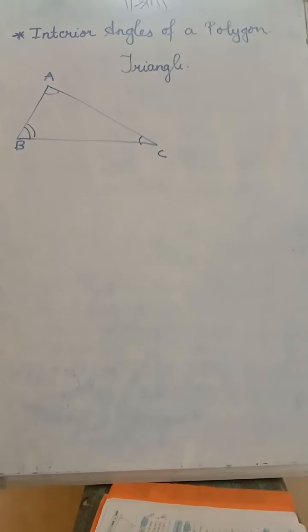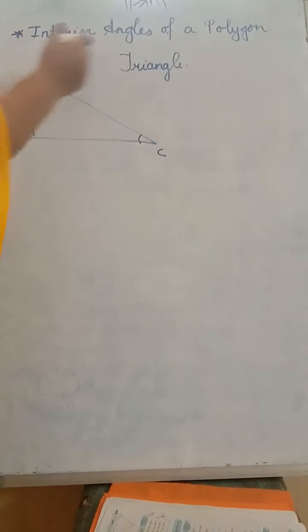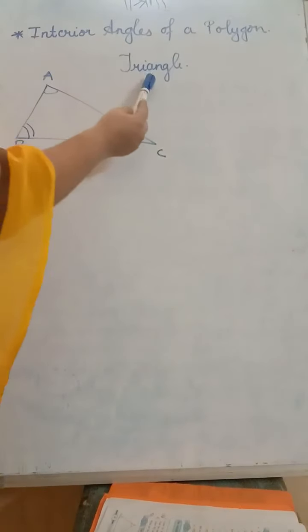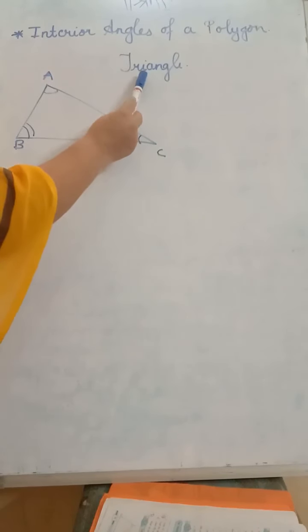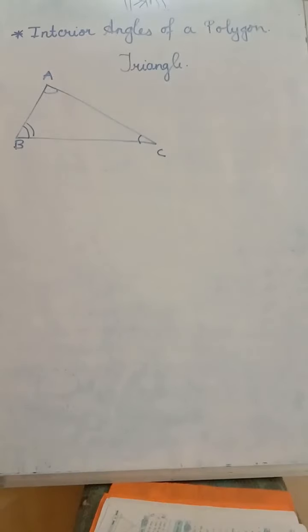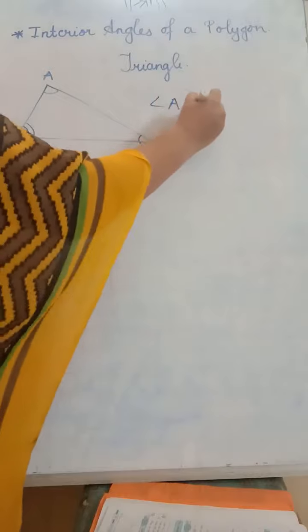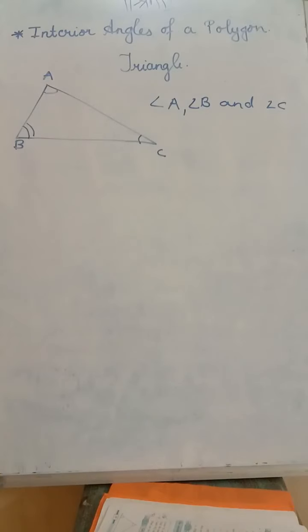So now we'll begin with the new point, that is interior angles of a polygon. First we'll learn about the interior angles of a triangle. Here you have one triangle, that is triangle ABC. In this, angle A, angle B and angle C are its interior angles.